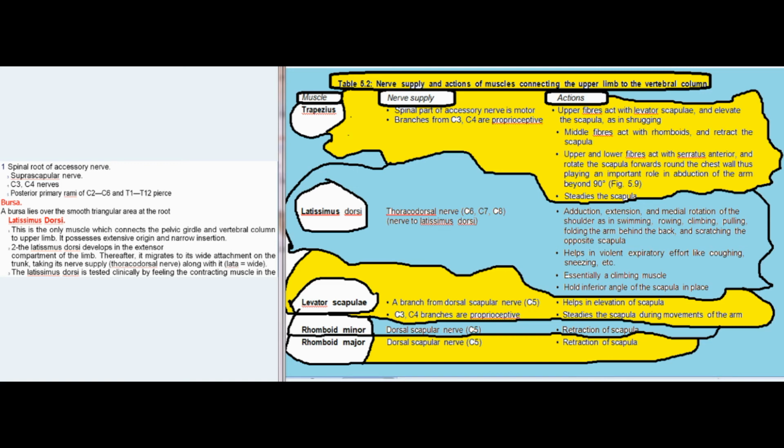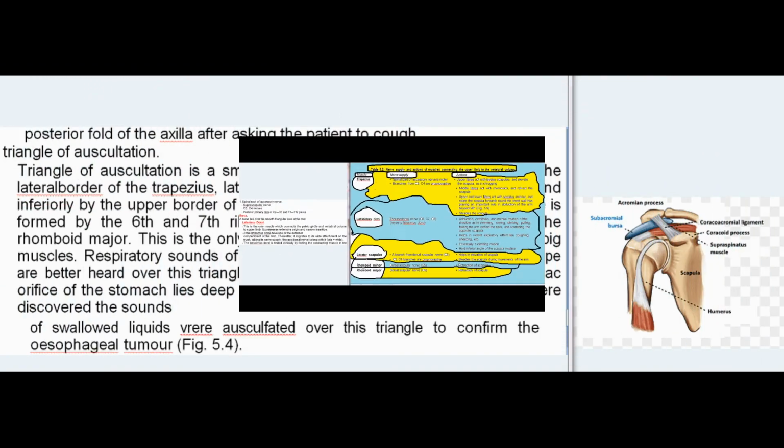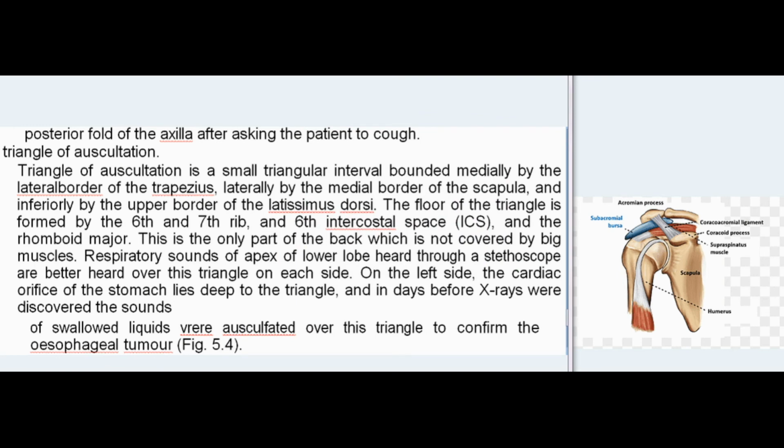A bursa lies over the smooth triangular area at the root of the spine of the scapula. Latissimus dorsi. 1. This is the only muscle which connects the pelvic girdle and vertebral column to upper limb. It possesses extensive origin and narrow insertion. 2. The latissimus dorsi develops in the extensor compartment of the limb. Thereafter, it migrates to its wide attachment on the trunk, taking its nerve supply, the thoracodorsal nerve, along with it. Latissimus equals wide. 3. The latissimus dorsi is tested clinically by feeling the contracting muscle in the posterior fold of the axilla after asking the patient to cough.